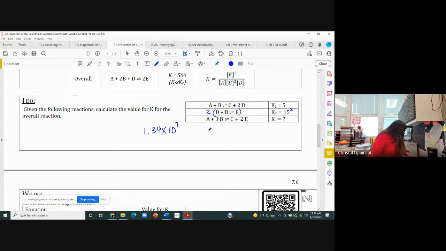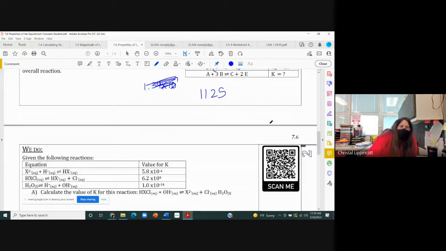Wait a minute. This is not the right sheet. Hold on, let me get to the right page. Helps if I'm at the right page. Sorry. It should be 1125. Yeah, that's right. Good? Better? Okay. All right.